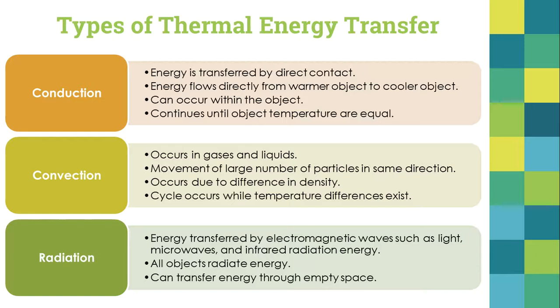Then we have convection. This one occurs mainly in gases and liquids. So whenever we have heat impacting gases and liquids, then we have a case of convection. This is the movement of a large number of particles in the same direction. It happens with liquids when the warmer liquid pushes the cooler liquid because it's lighter, being this way easier to move. The same thing happens with the gas. We have the warmer air pushing down the cooler one, pushing it out.